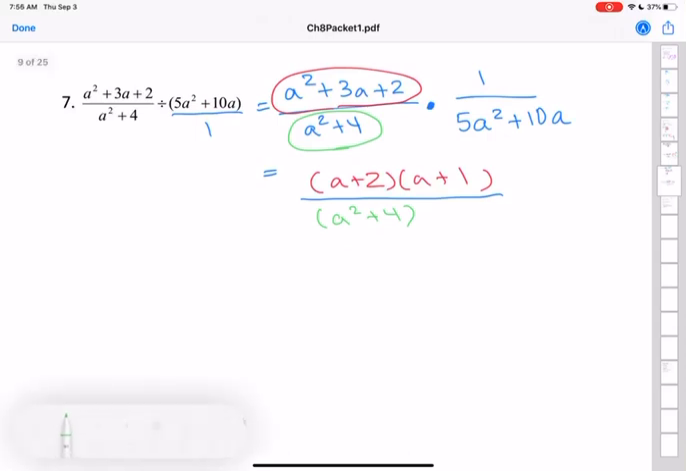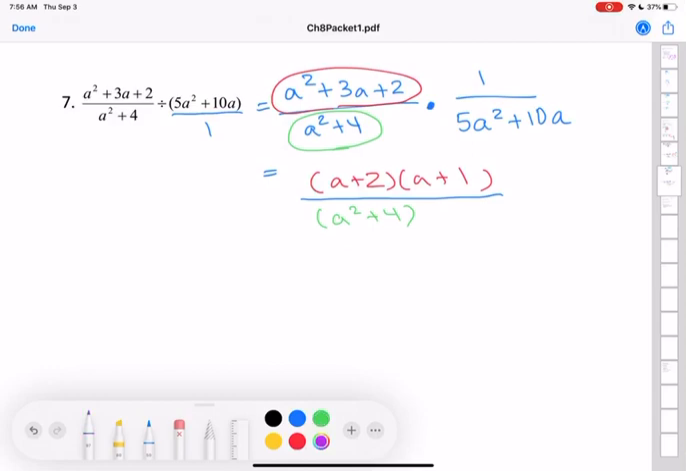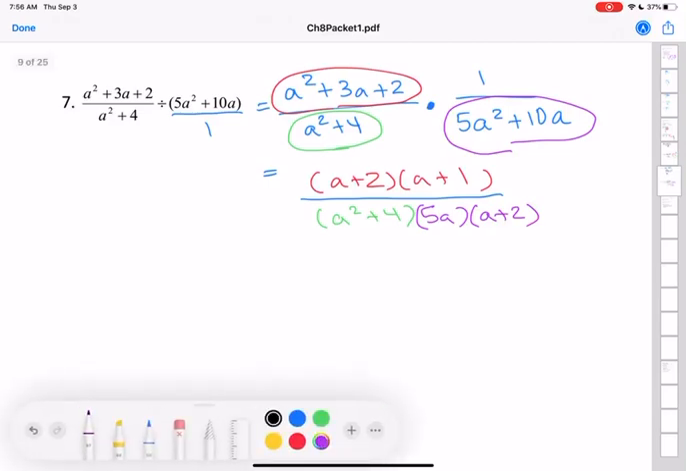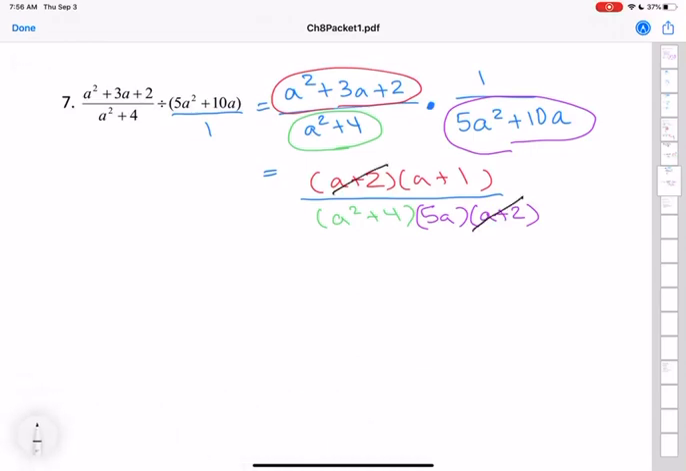Now 5a squared plus 10a, what can we factor out of there? Get a 5a out of that, right? So 5a, leaving me with a plus 2. Now we'll start looking for things that cancel top and bottom. I see an a plus 2 on the top and on the bottom. I don't see anything else that can cancel out. So a plus 1 up top. And it just kind of looks prettier if you put that 5a way out front. So I'm going to do 5a with an a squared plus 4.